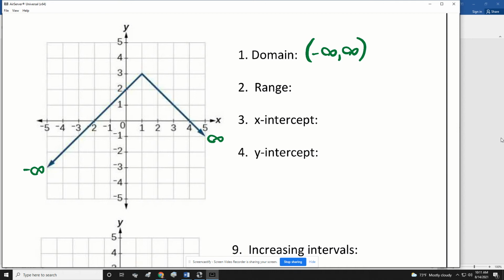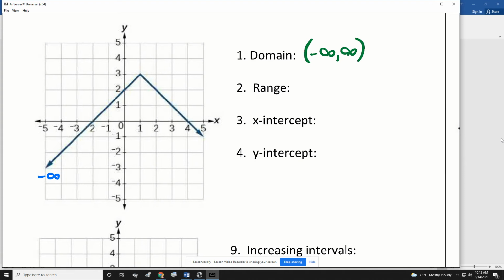Okay, then we'll talk about the range. Maybe you were asking some questions earlier about this in the previous day. So for range, we're going from bottom to top. If we look at the bottom of the graph, we have two arrows pointing down, which is towards negative infinity. And then when we go to the top of the graph is where y is 3. So the range is going to be from negative infinity to 3.